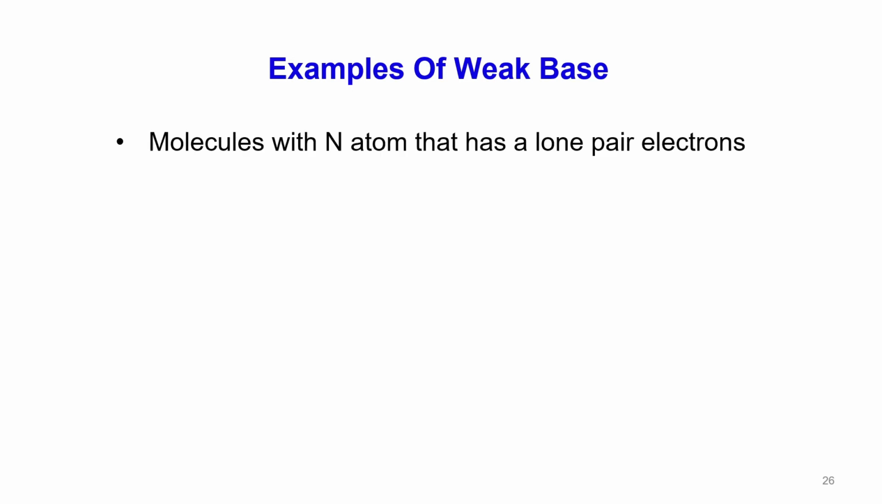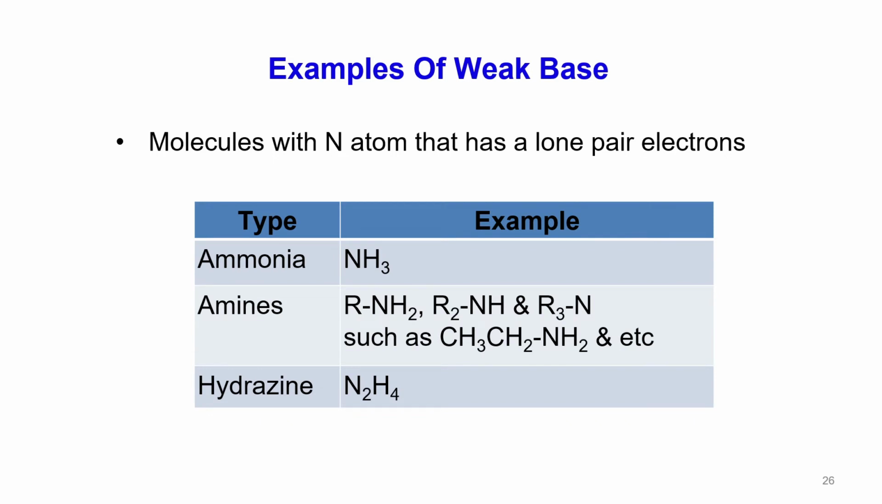Examples of weak base: molecules with nitrogen that has a lone pair of electrons. The example is ammonia. Ammonia, we have a lone pair, because NH3 we got one lone pair here. Then amines, such as RNH2, R2NH, and R3N, such as CH3CH2NH2, ethanamine, and so on. And then hydrazine, N2H4. So kalau nitrogen itu dia ada apa? Lone pair. Molecule with nitrogen yang mempunyai lone pair electron.